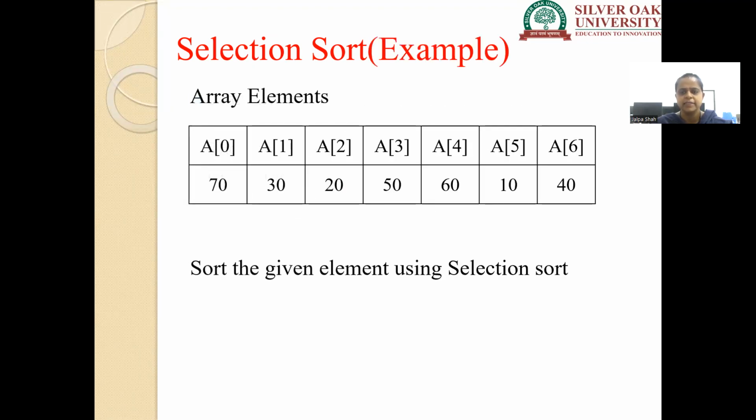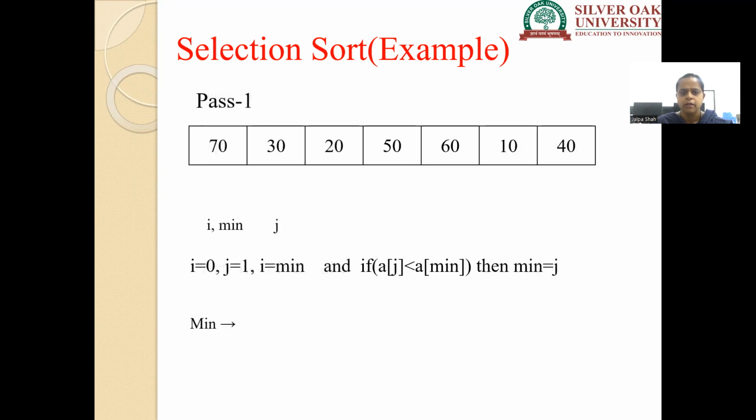Now let us understand this concept with an example of array elements. Here we have taken a total of 7 elements: 70, 30, 20, 50, 60, 10, 40. We have to sort these elements using selection sort. Pass 1. We take the original array 70, 30, 20, 50, 60, 10, 40. Here we have to take 3 pointers: i, min and j.